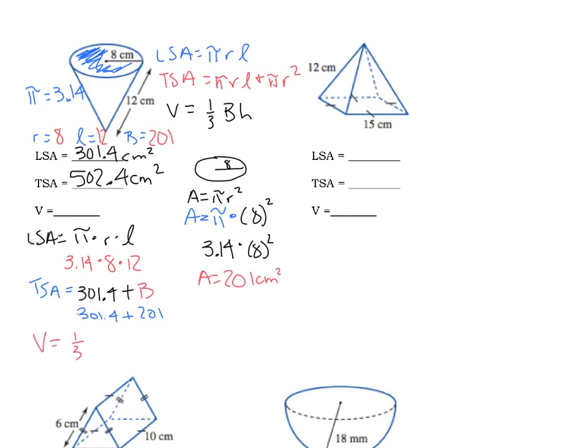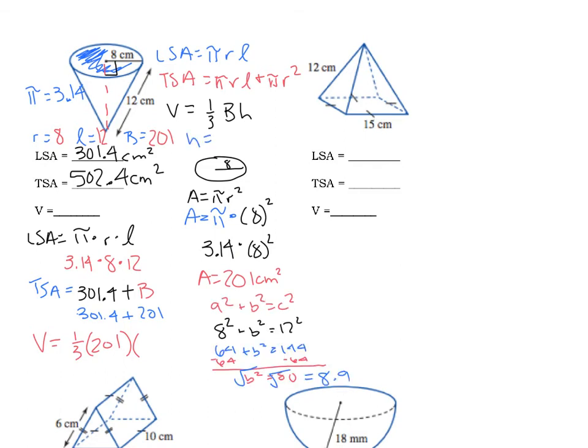Now the last one, volume. Volume is 1/3 times B, which is 201, times height, and the height, well, we don't have the height, do we? So for this case, we actually do have to figure out what that height is. Now, the nice thing is when I draw that altitude in, okay, this creates a right triangle, and we know two of its sides are 8 and 12, so we can figure out the height by using Pythagorean theorem.